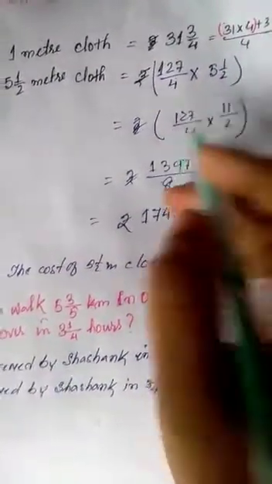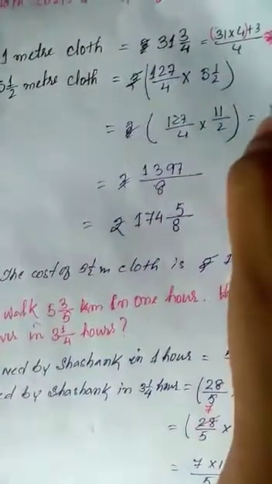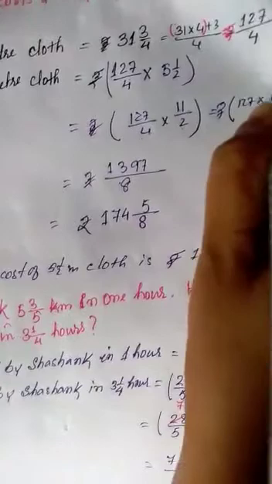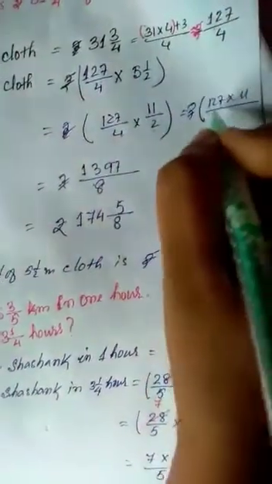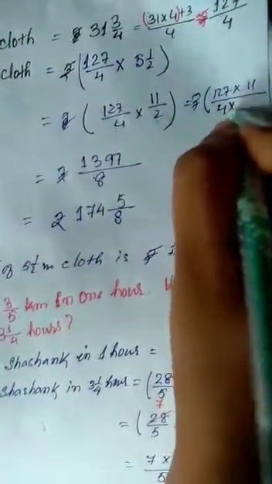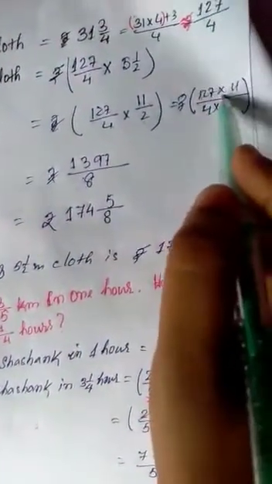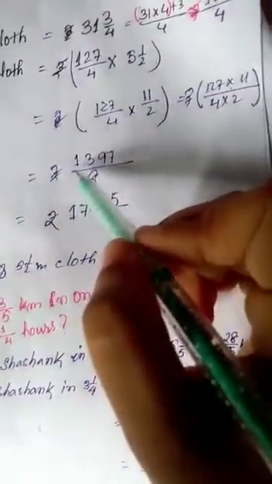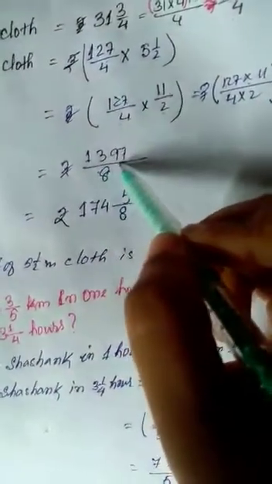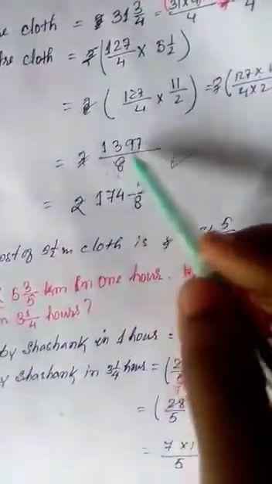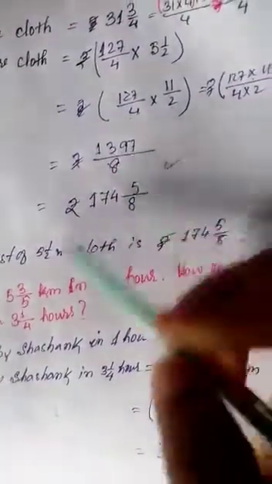Now what do we have to do here, children? These two have to be multiplied. The numerators we multiply together, and the denominators we multiply together. So 4 into 2 is 8, and 127 multiplied by 11 gives 1397 by 8. After getting this, we can convert it into a mixed fraction.